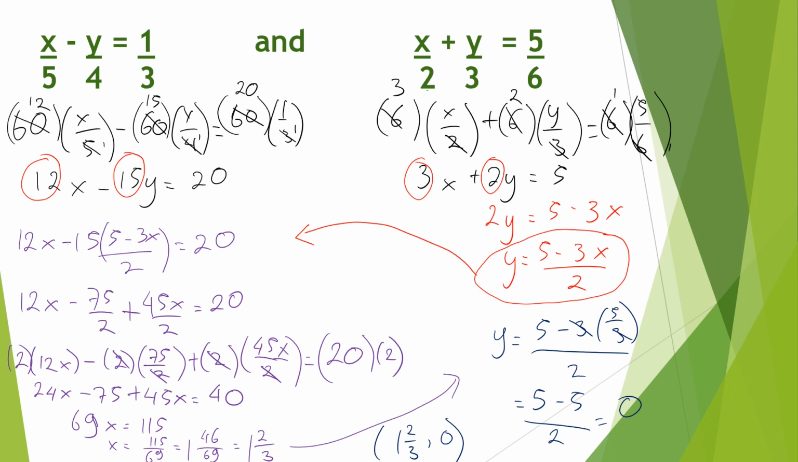Yes, I hope you can understand this. That's all my explanation about simultaneous equations by using substitution. One more that I have to explain is elimination. Okay, in the next video I'm going to explain about that.